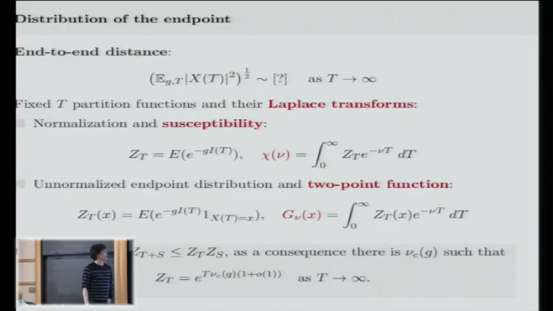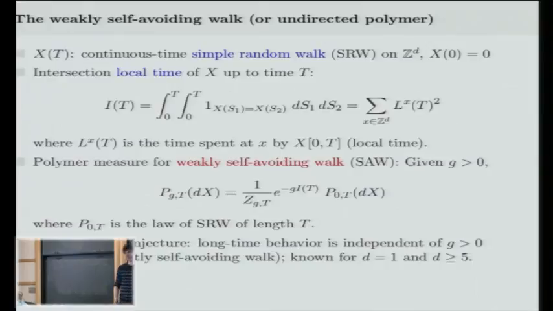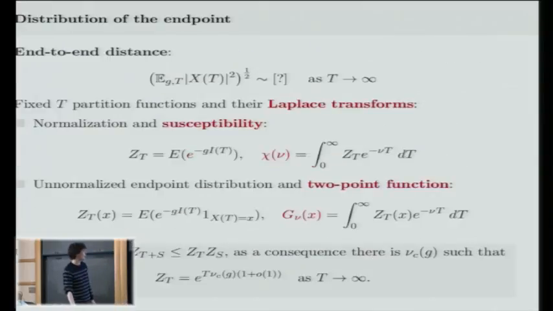What are the kind of questions we'd like to know? Well, the most natural question you might ask is, how far is the endpoint typically away from the point you started with? So the so-called end-to-end distance. It turns out, as often in statistical mechanics, that it can be useful to study numerator and denominator separately. The normalization, which I denote by Z_t, and the unnormalized endpoint distribution, denoted Z_t(x).